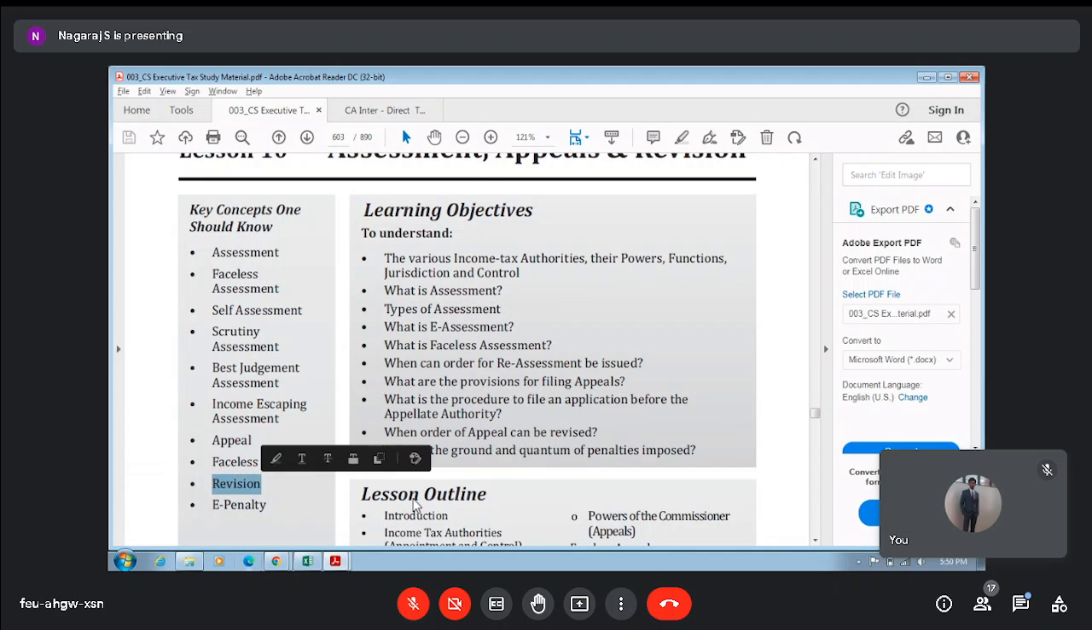Revision. Revision under section 263, 264. There are 2 sections. Okay, under 263, the Commissioner will do it suo motu. Under section 264, the assessee has to apply for the revision. If there is any error or mistake apparent on the record, only those mistakes or errors can be rectified. Okay, these are all theory.